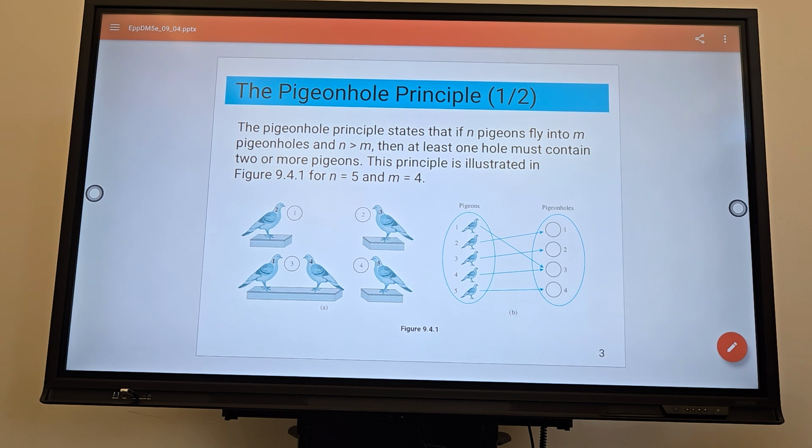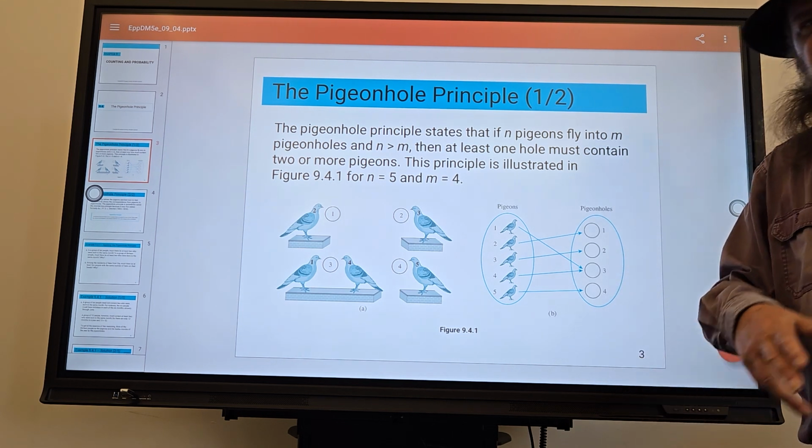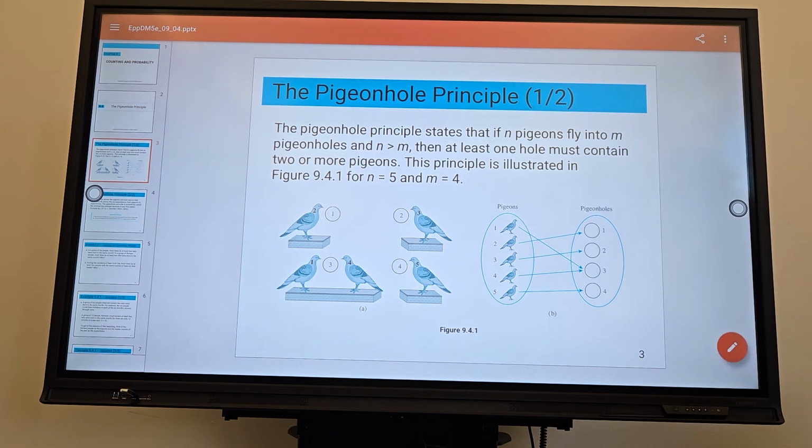The pigeonhole principle states that if n pigeons fly into m pigeonholes and n is greater than m, then at least one hole must contain 2 or more pigeons. This is illustrated in the figure here. Like I said, common sense. If there are more occupants than there are holes, then at least one of the holes is going to have more than one occupant. But it has to be stated formally to be used in mathematical arguments and all that sort of stuff.